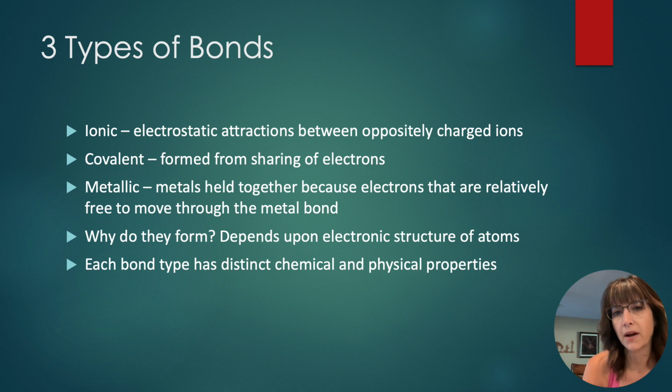So what are we talking about with bonds? We're talking about ionic, covalent, and metallic. So let's briefly define those. Ionic bonds are the electrostatic attraction between oppositely charged ions. In covalent, we're sharing electrons. In metallic, there's this sea of electrons. The cations of the metals kind of hold all of the electrons in place.